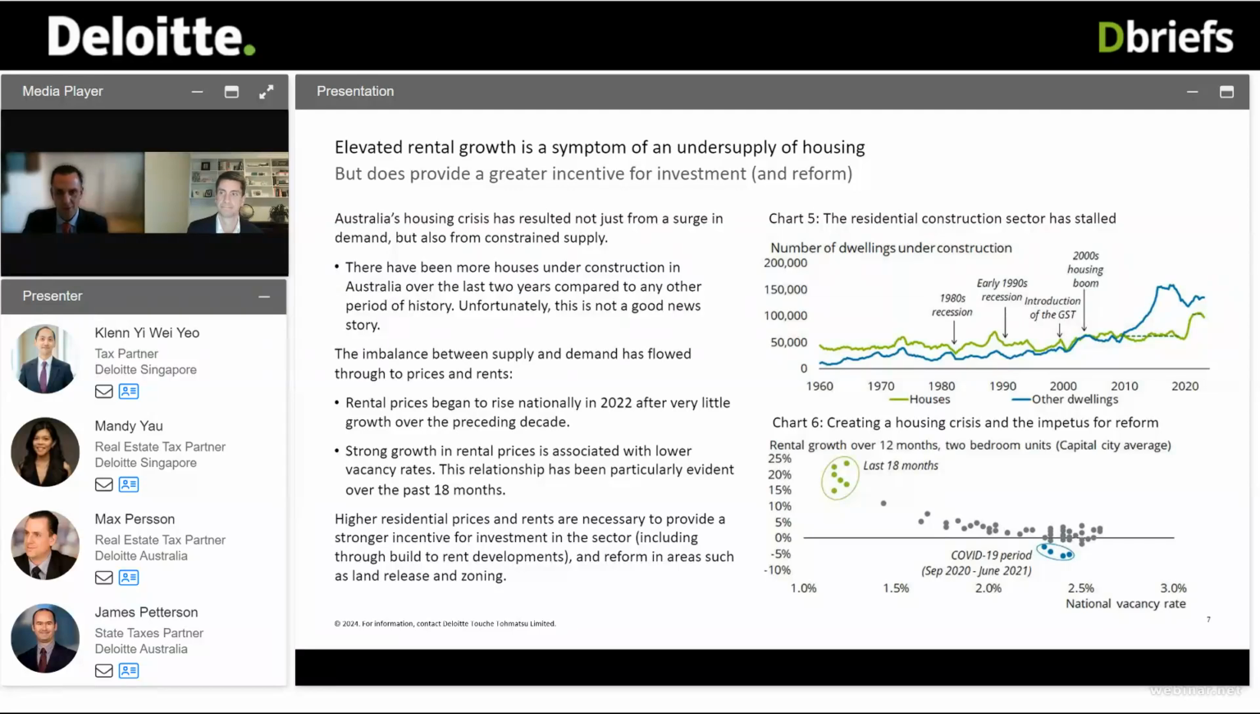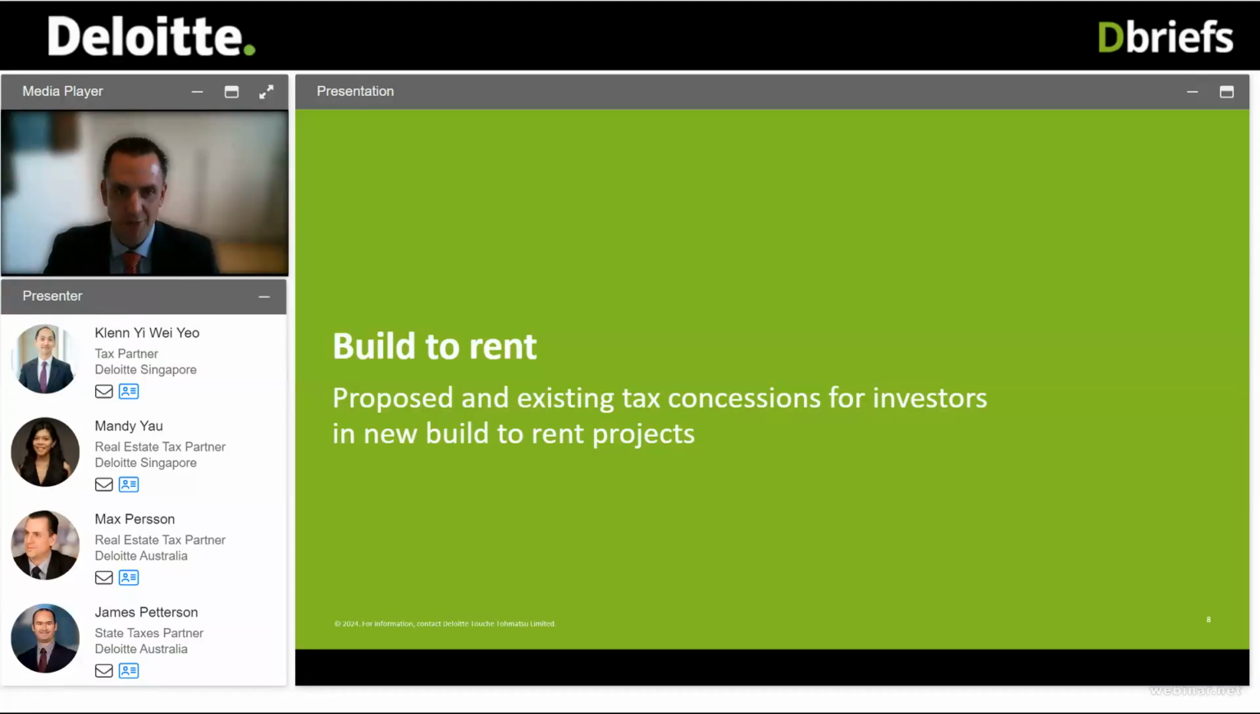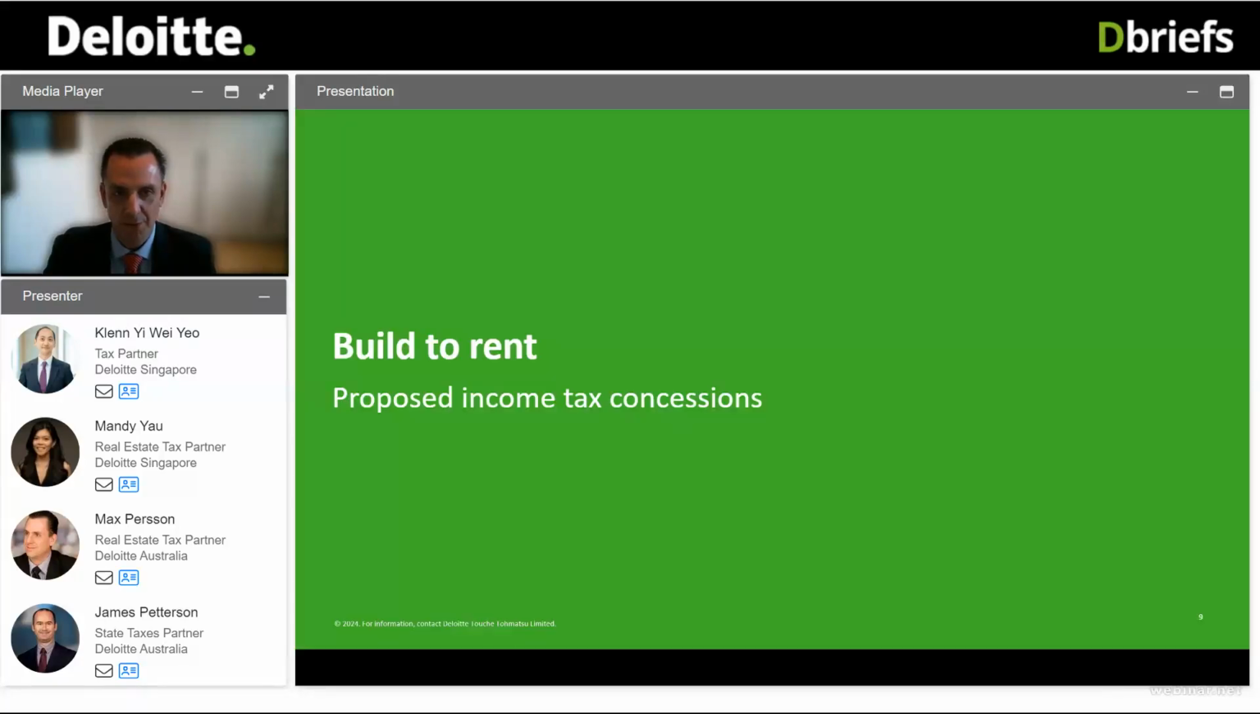Thanks, Stephen. So we're going to discuss build to rent income tax concessions that have been proposed by the government, as well as existing BTR concessions at the state level. So if we forward one more slide.